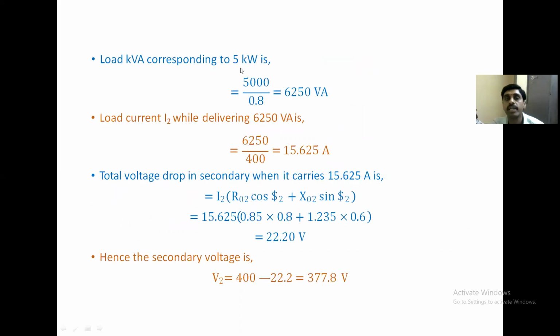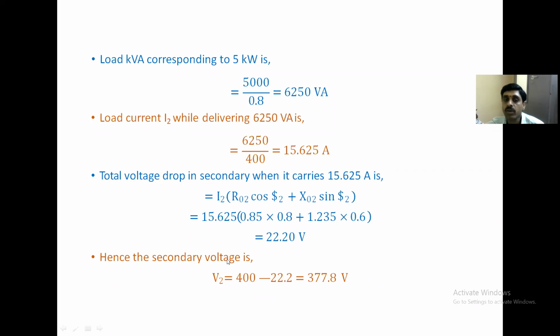Therefore, the load KVA corresponding to 5 kilowatt is 5000 by 0.8 power factor. It is load KVA, 6250 volt amperes. The load current delivering this VA, you can calculate by dividing by 400. So it is 15.625 amperes, because 400 is on the secondary side. So the total voltage drop on the secondary side is nothing but, we know the regulation formula, I2 R naught 2 cos phi 2 plus I2 X naught 2 sin phi 2. We have all the values. R naught 2 is there, phi 2 is there, and sin phi 2 and cos phi 2 you can calculate. And I2 we already got, 15.625. Therefore we got this voltage drop.